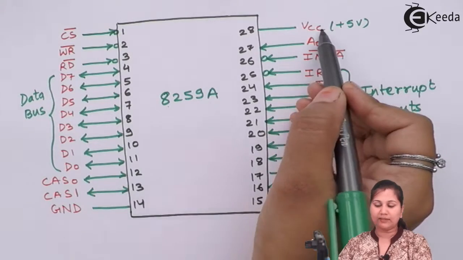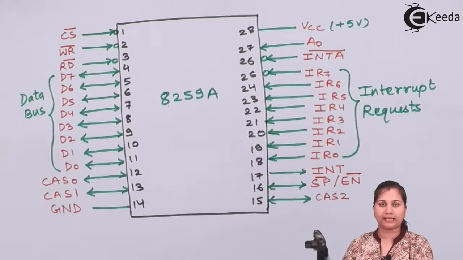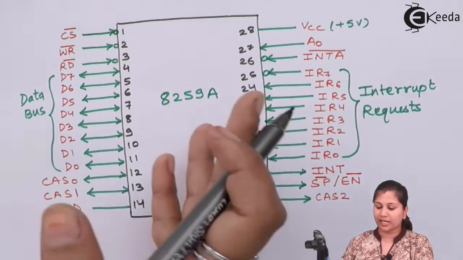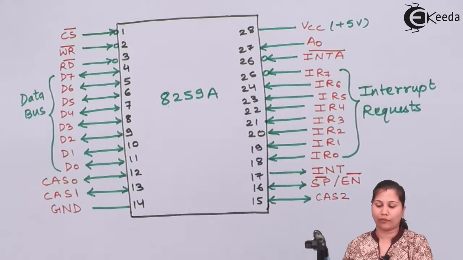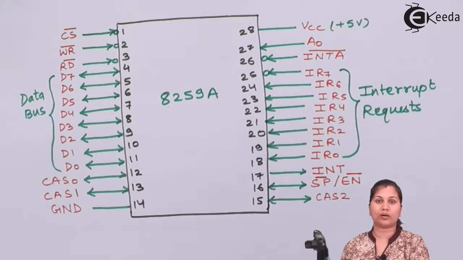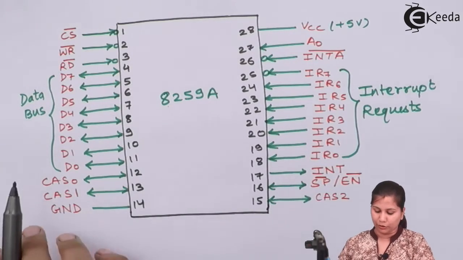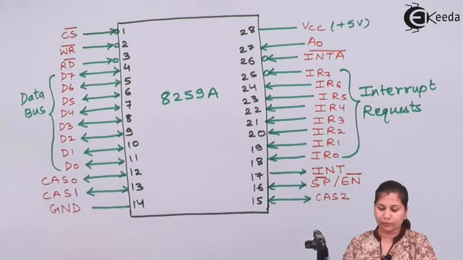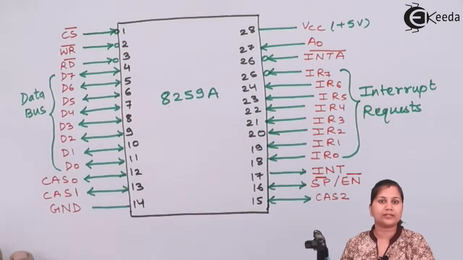VCC we have already discussed, it is the power supply connection. So these are the 28 pins of this 8259 IC. Now let us study these pins one by one, in detail, so that we can study the function of these signals and what these pins describe. So first we will start with the CS bar, that is the chip select signal.